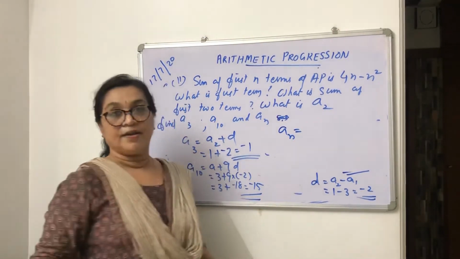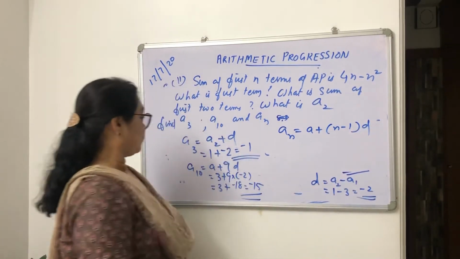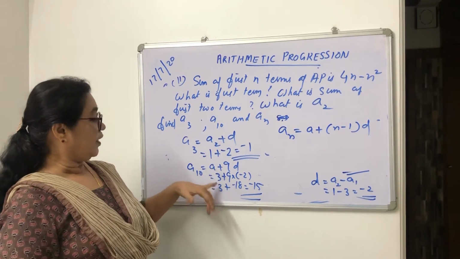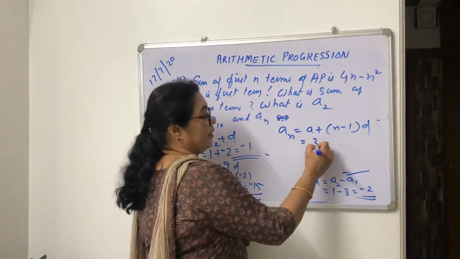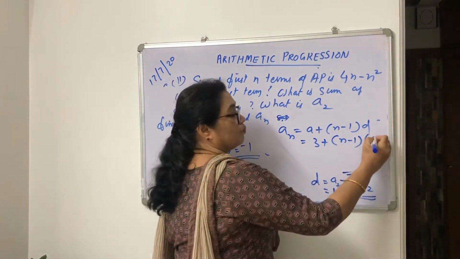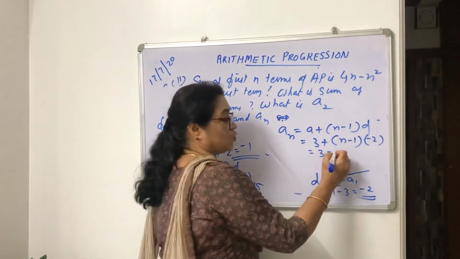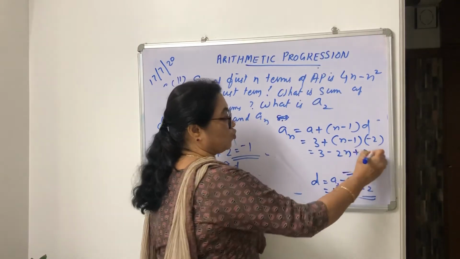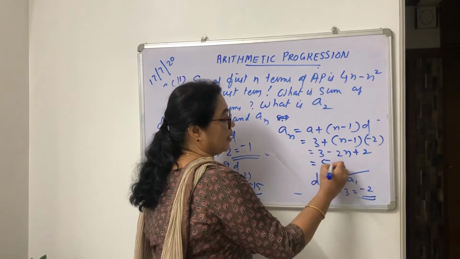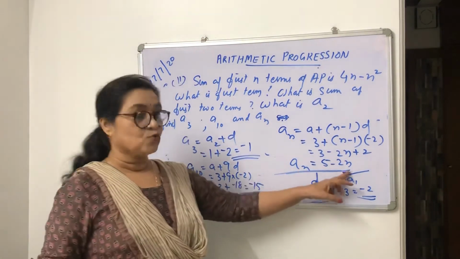Then you need to find out AN. What is AN? A plus n minus 1 into D. A is 3, so it is 3 plus n minus 1, and D is minus 2. So n into minus 2 is minus 2n plus 2. What is 3 plus 2? 5. So it is 5 minus 2n. So AN equals 5 minus 2n.